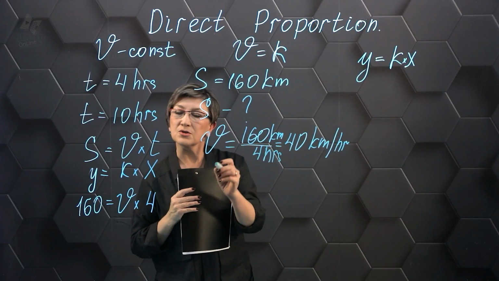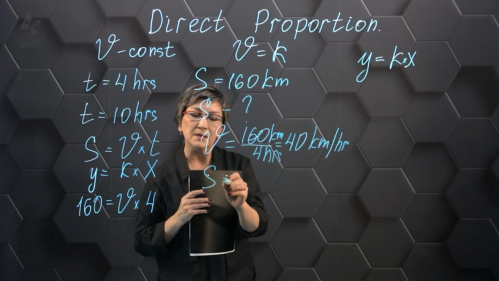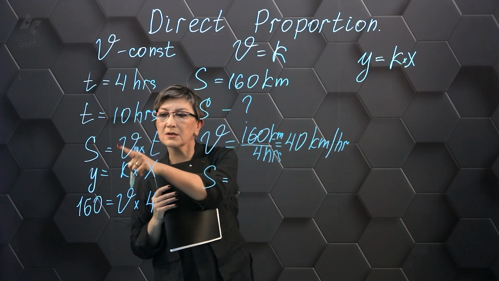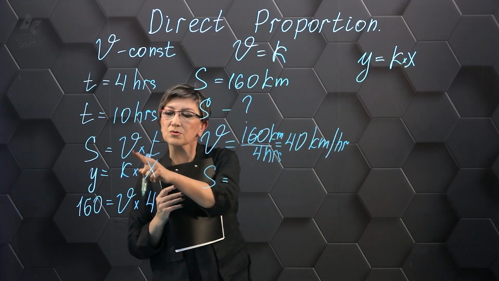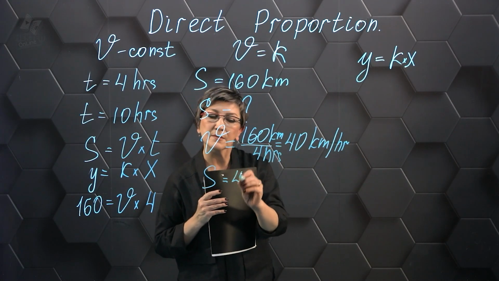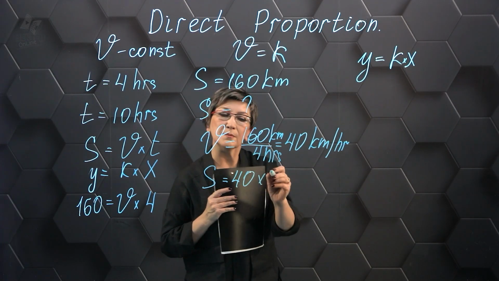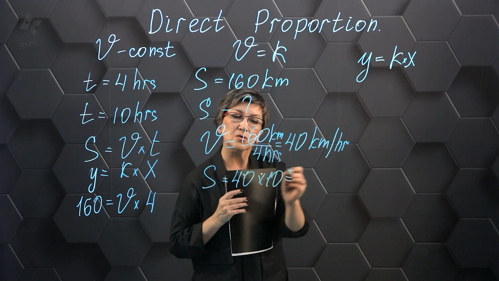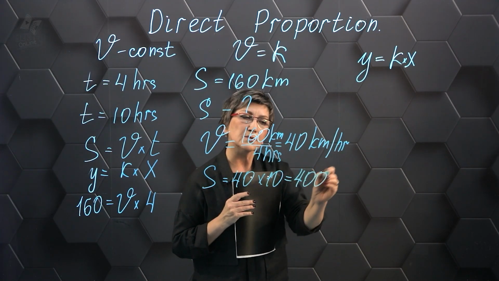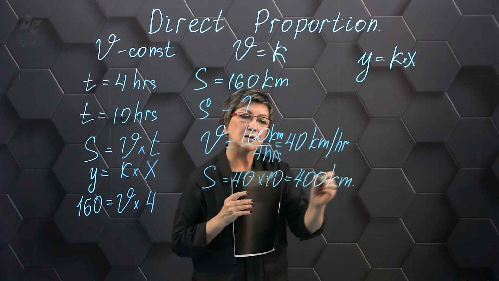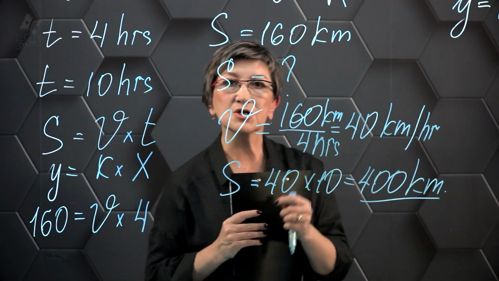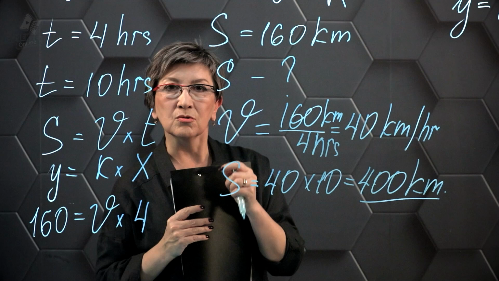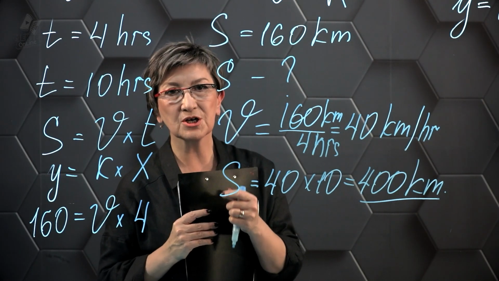Next step, let's find the distance. To find the distance, we must multiply the speed by the time. Speed equals 40, and 40 times the time, 10. 40 times 10, we get 400 kilometers. We've solved that problem. But there are other ways to solve this problem.